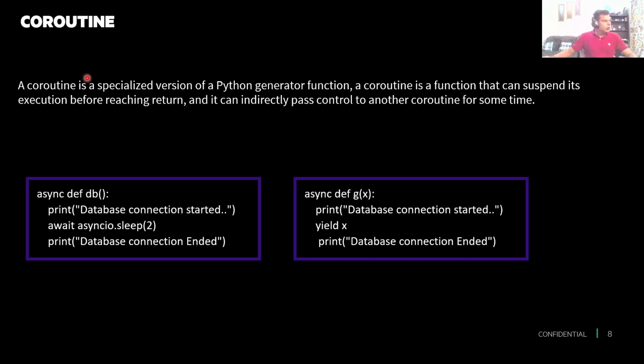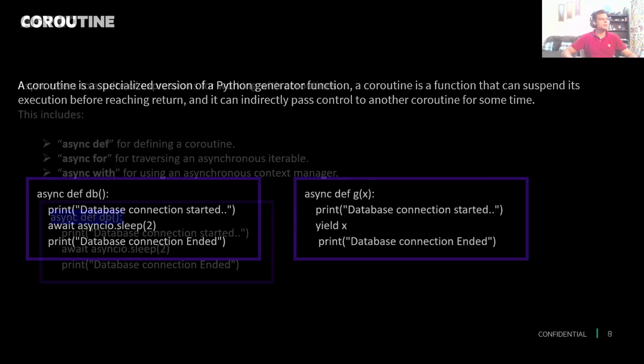Let's talk about the coroutine. Coroutine is one of the important pieces of async IO. This is a special generator function. It has the capability to suspend the execution before the return and continue with another coroutine. So that way we can work on various different coroutines simultaneously.